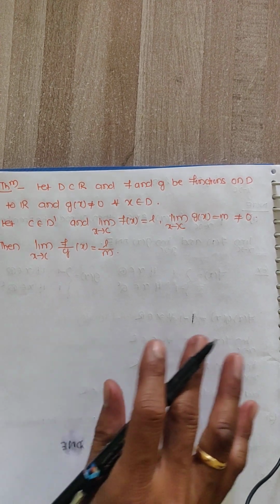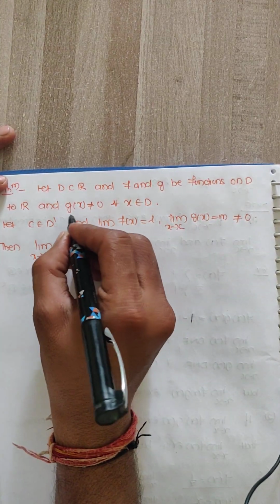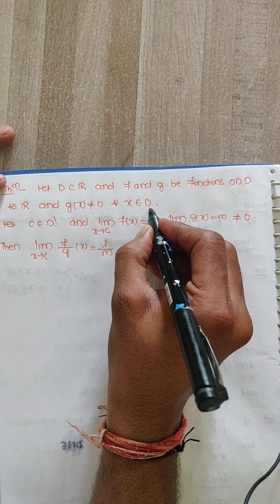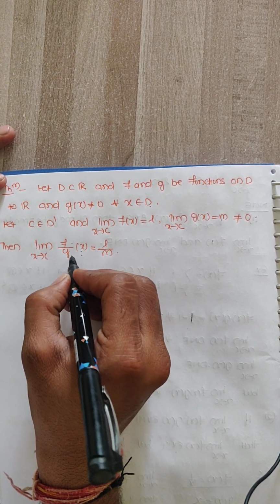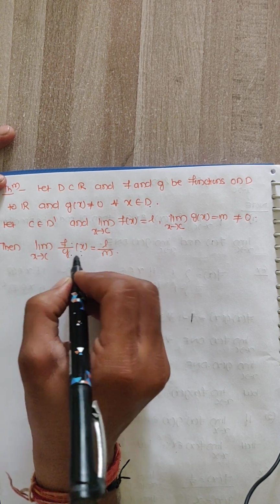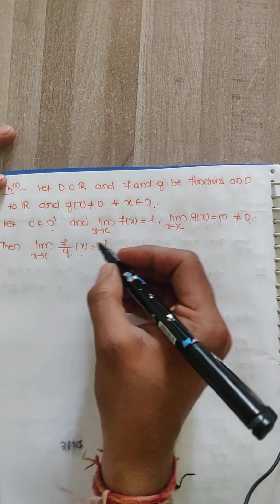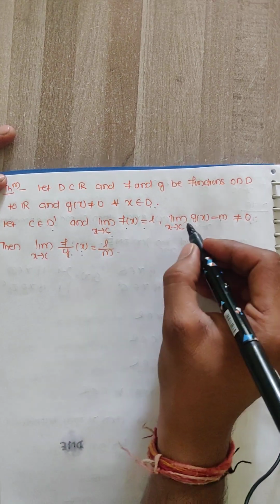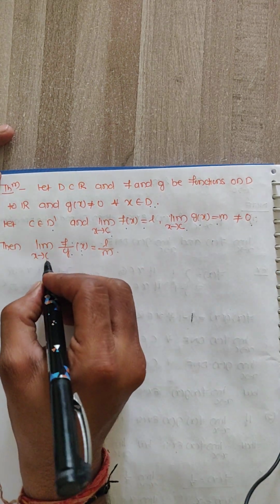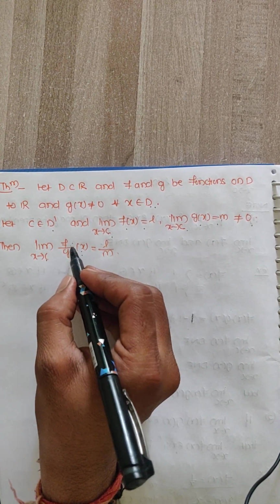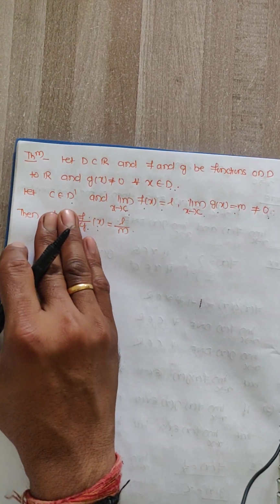So in the next one we have: let D belong to R, f and g are two functions on D, g(x) is not equal to 0 for every x belonging to D, because we are finding f by g of x, that is nothing but f(x) by g(x). That's why the denominator cannot be equal to 0 for all x belonging to the domain. Let c belong to D, and the limit as x tends to c of f(x) is equal to L, the limit of g(x) is equal to m, not equal to 0. Then the limit as x tends to c of f by g of x, that is nothing but f(x) by g(x), is L by m. We will prove this one.